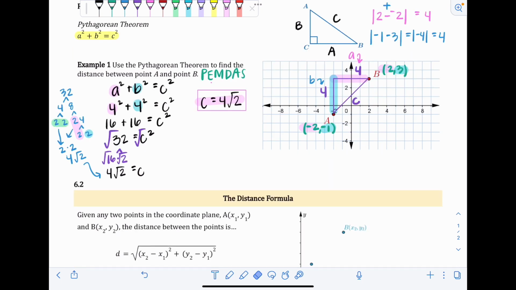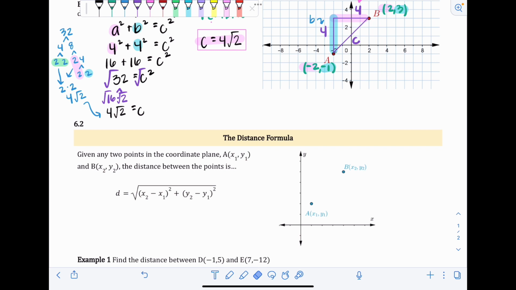So moving down to 6.2, the distance formula. Given any 2 points in the coordinate plane, A, which is (x1, y1), and B, which is (x2, y2), the distance between the points is d equals the square root of (x2 minus x1) squared plus (y2 minus y1) squared. This formula is pretty much just a reworking of the Pythagorean theorem. It just has the distance isolated, and it has places for each point in there, so that it's a little easier to do without having a graph in front of you.